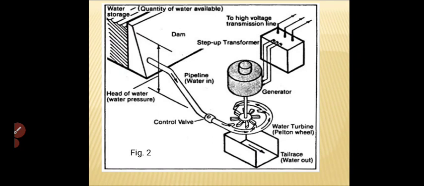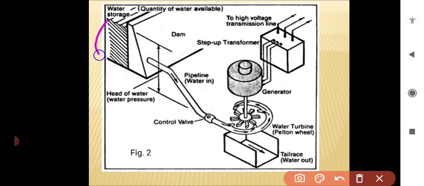Observe here, this is the schematic diagram of the hydel power plant. Here is the dam, which is the water storage, and here the water comes from the dam to the water turbine.